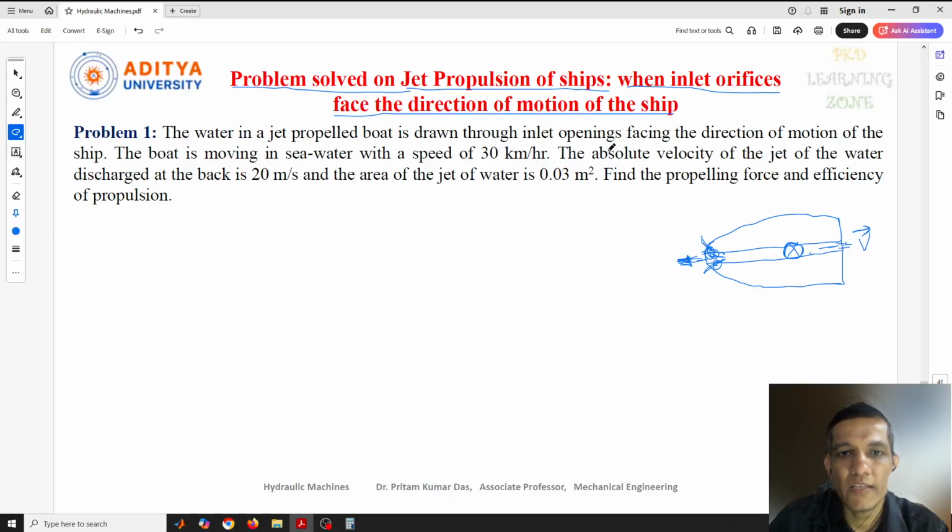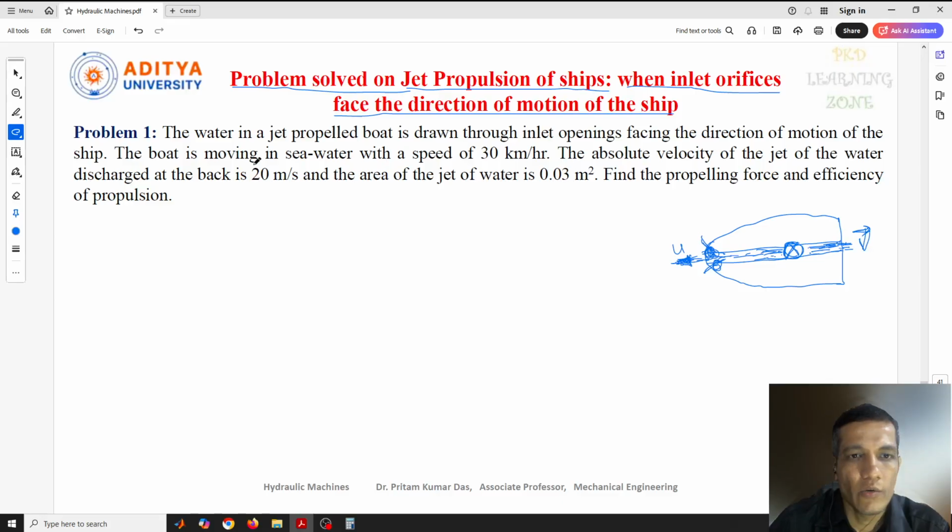So when the inlet orifice faces the direction of motion, this is the direction of motion, and the inlet orifice is also present at this same point. Through this the water comes inside, and this is the pump. This is the inlet, or suction pipe, of the pump, and this is the delivery pipe, or outlet of the pump. This is the velocity of the jet coming out, and in this direction the ship is moving.